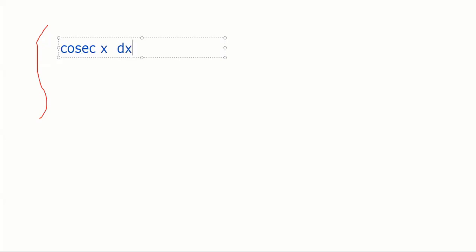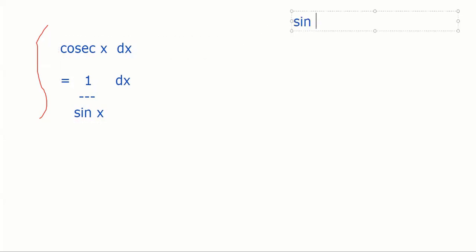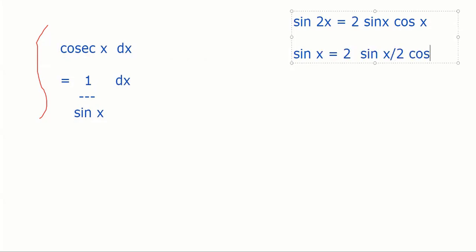So now, guys, cosec x we can write as 1 over sin x. Cosec means 1 by sin x. Now, remember what is the formula of sin 2x? Sin of 2x is what? 2 sin x cos x. So what will be sin x then? 2 sin x by 2 cos x by 2. Very good. We are going to make it complex, but it will be very useful. So we'll substitute sin x as 2 sin x by 2 cos x by 2.